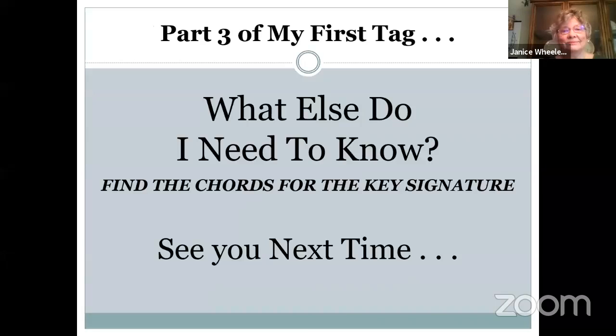Next time we'll be moving on to what else do I need to know? Well, what else you need to know is what are the chords for the key signature. So next time we'll be finding the chords for the key signature of G major.